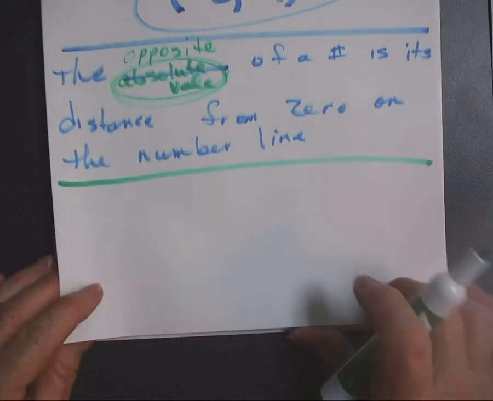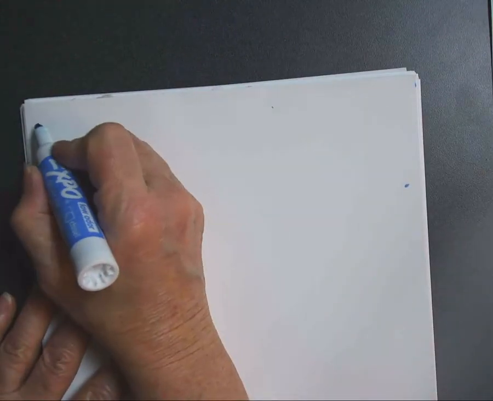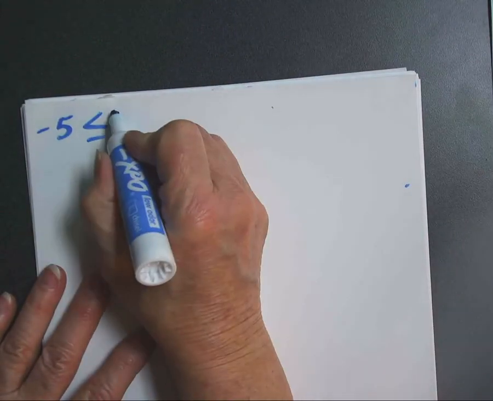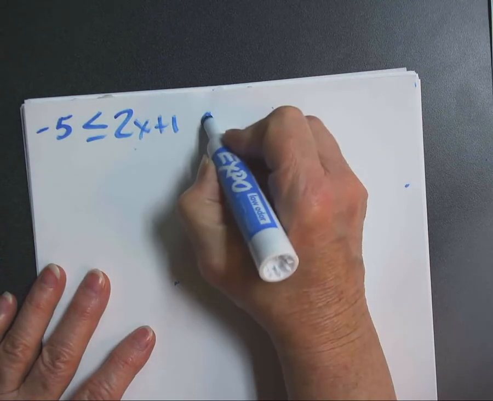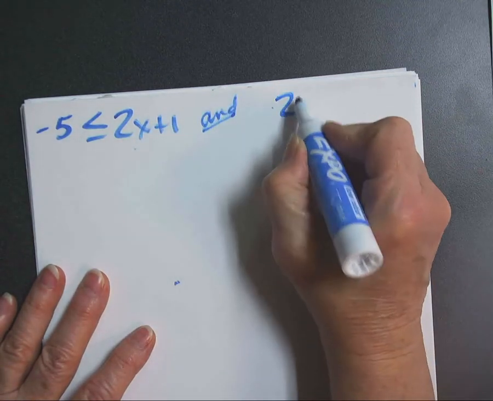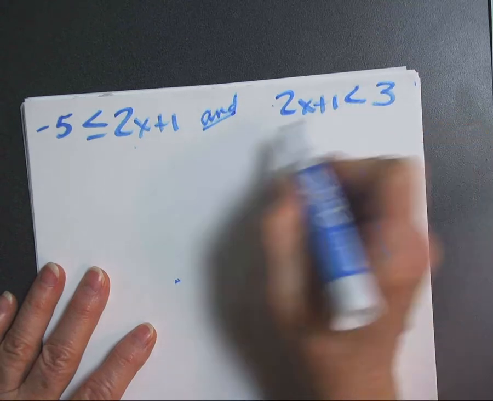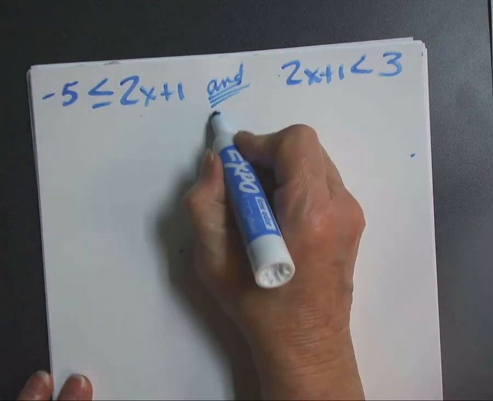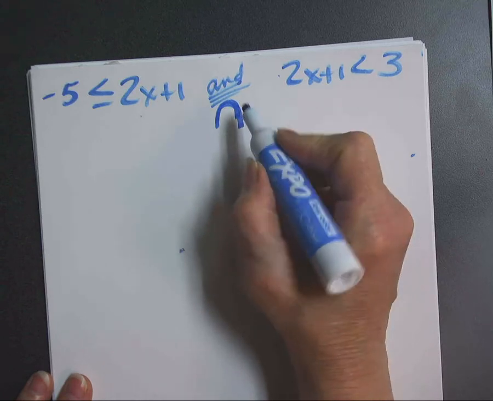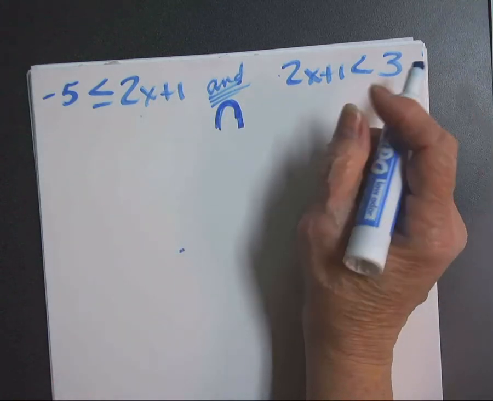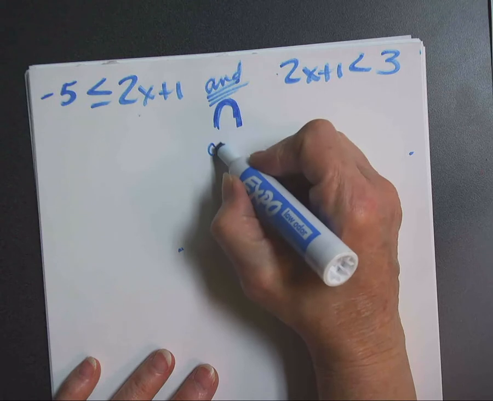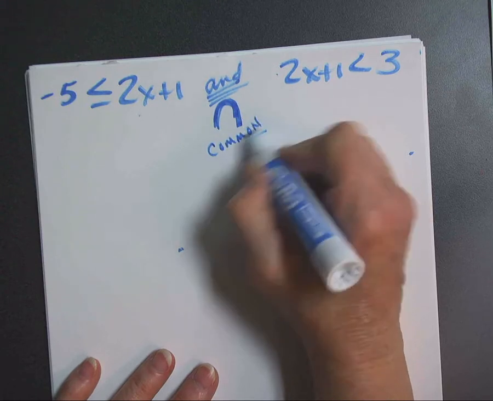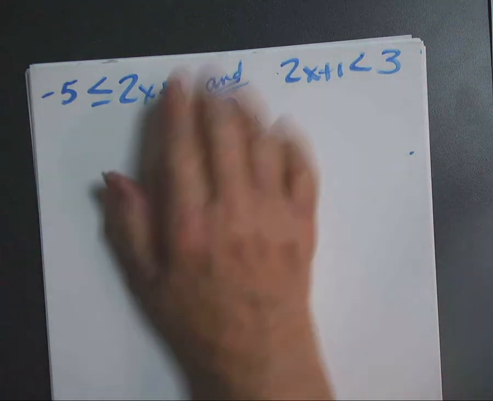Solve and graph. I don't have enough room. Go to a new page. We're going to solve and graph one that says and. This one, less than 3. Does and mean the union or the intersection? Intersection. The intersection. So that means what they have in common, right? Not everything thrown together. That's what they have in common.